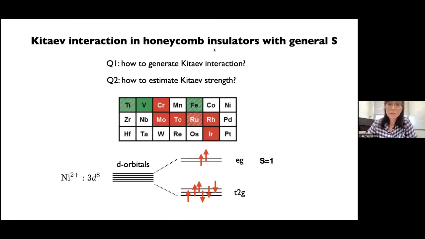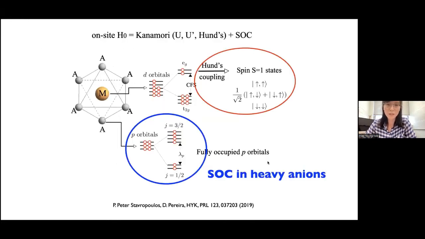In examples like these transition metal dichalcogenides or trihalides, you can get spin 1 or spin 3/2. For chromium triiodide, for example, we'll have a spin 3/2. But if I have nickel 2+, in fact, it's a d8. One way to get the Kitaev interaction is from the spin-orbit coupling in the heavy anion. On the other hand, on the transition metal, one can use the Hund's coupling to generate the larger spin.